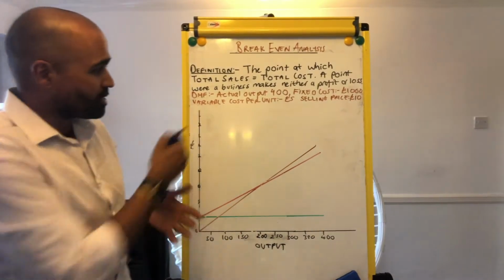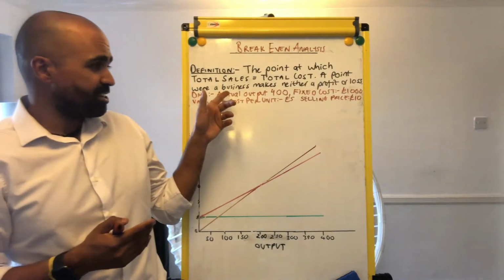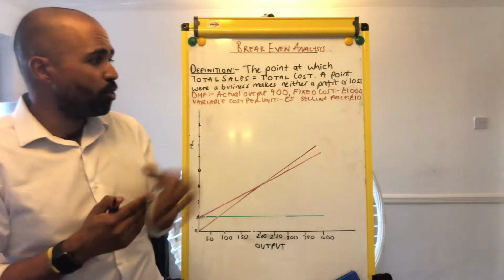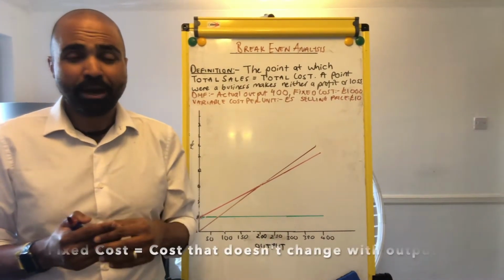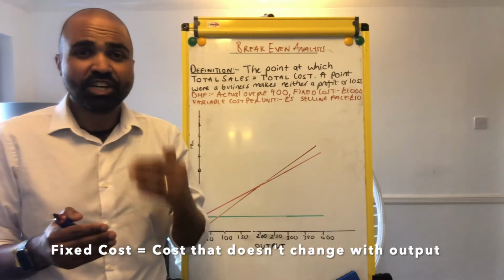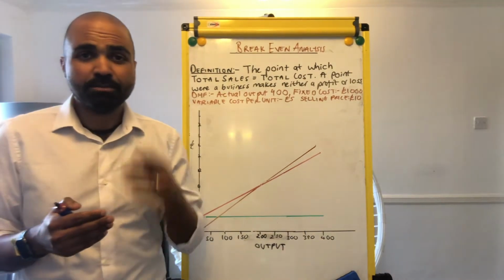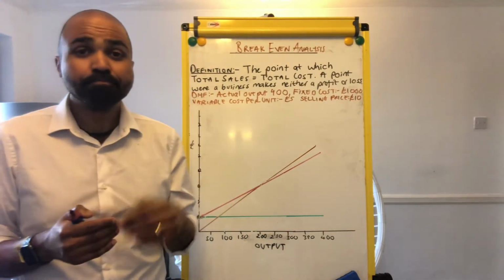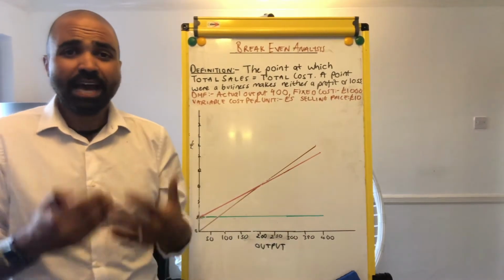So going back to the case study about DHF. DHF's actual output, what they actually make and produce, is 400. Their fixed cost is £1,000. Now that fixed cost doesn't change with output, it remains the same. Their variable cost per item, in order to produce one product, is £5, and their selling price of each item is £10. We now construct a graph.